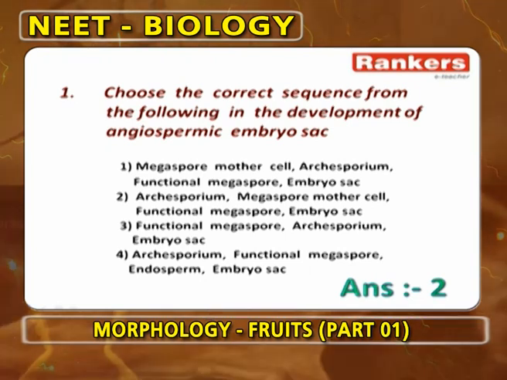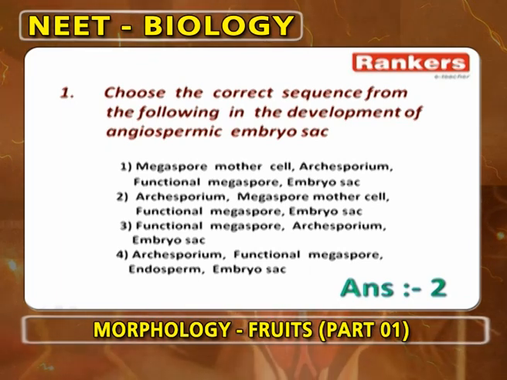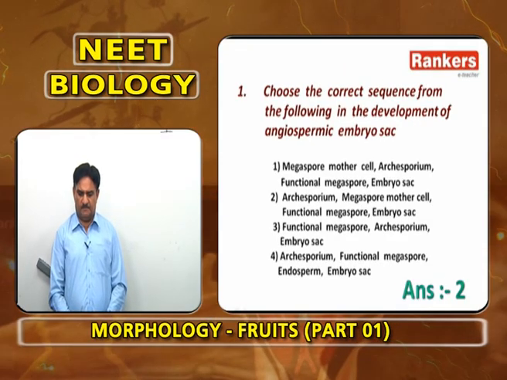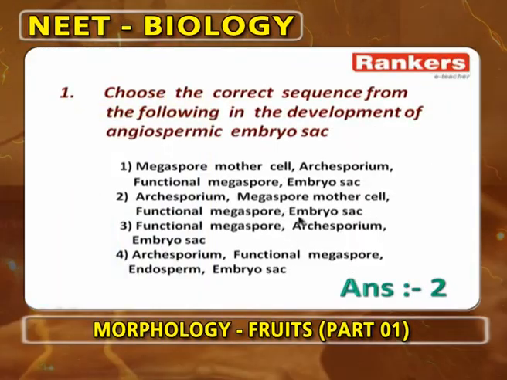The megaspore mother cell divides by meiosis and produces 4 megaspores, where 3 disintegrate and 1 remains functional. Then this megaspore undergoes numerous free nuclear divisions and later produces cell walls, resulting in the formation of the embryo sac. So, the correct sequence in the development of the angiospermic embryo sac is archesporium, megaspore mother cell, functional megaspore, embryo sac.